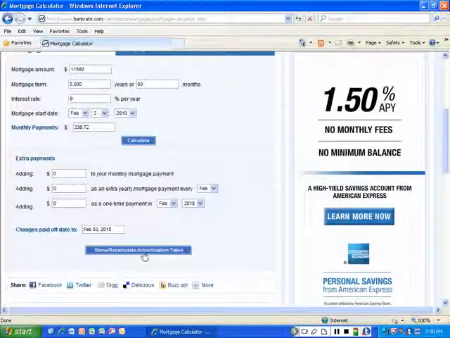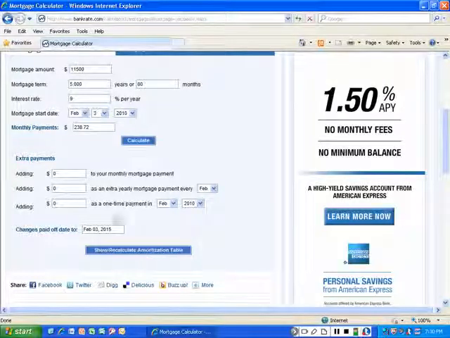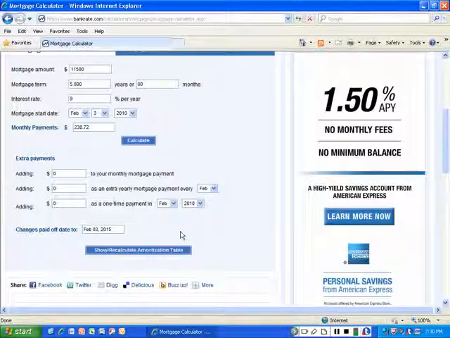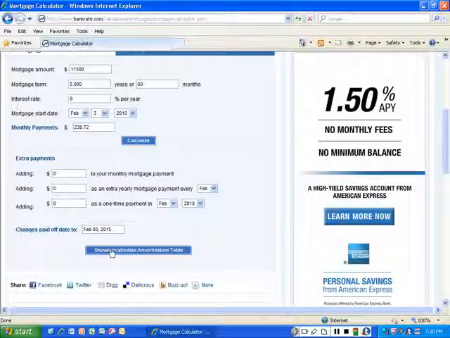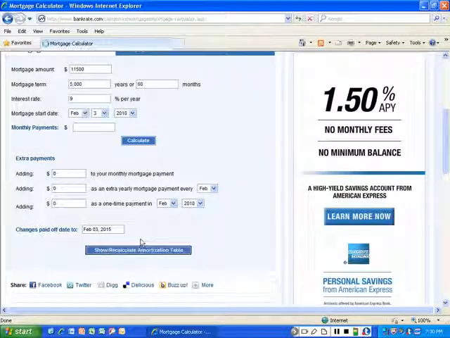Alrighty. So now this is a part if you want to make extra payments. Kind of nice if you do have a loan and you say, hey, I can add an extra $100 a month to it or whatever, you can see what that's going to do. But let's go ahead and calculate the amortization table.